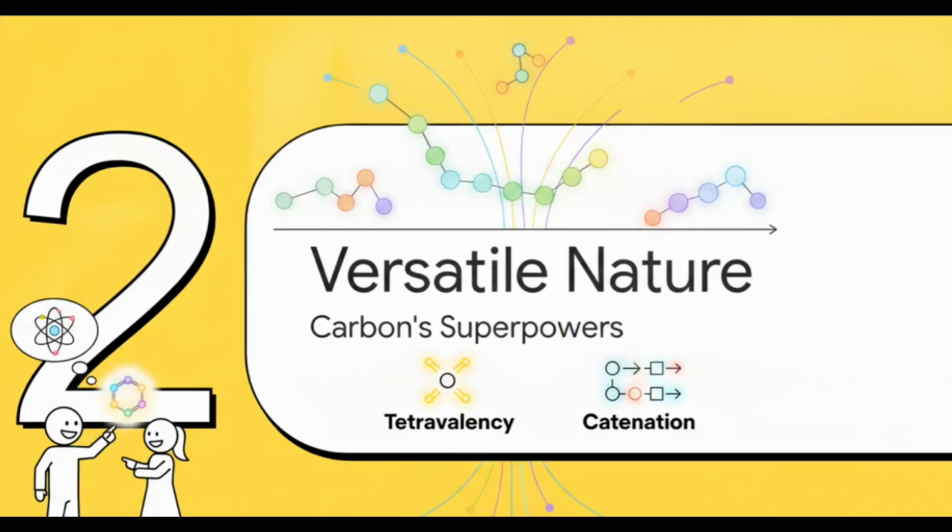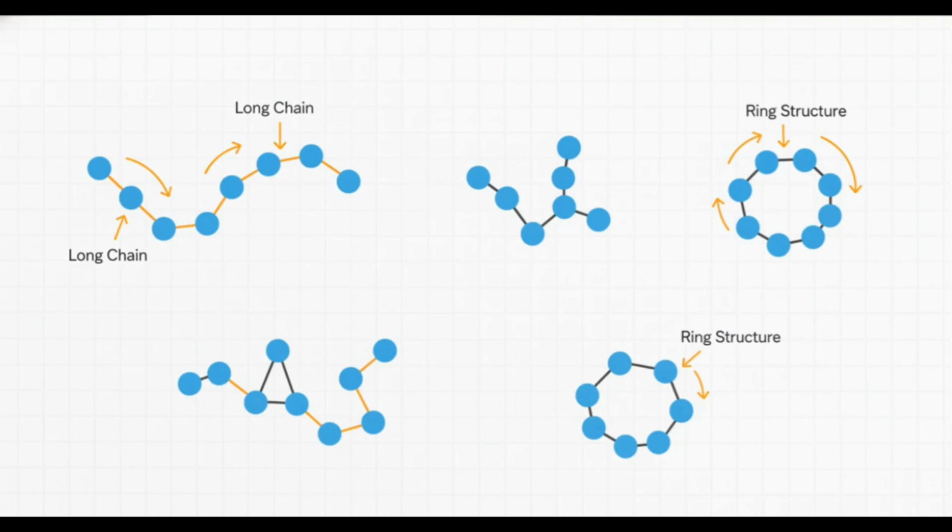Moving right along to section 2, carbon's versatile nature. So how on earth does this one single element manage to build millions of different compounds? Well, it basically comes down to 2 superpowers. The first is catenation. This is carbon's totally unique ability to bond directly with itself. It's basically like carbon atoms holding hands to build these massive, complex molecular structures. And because these carbon-carbon bonds are incredibly strong and stable, they can form endless variations like long straight chains, highly branched chains, and even totally enclosed rings.